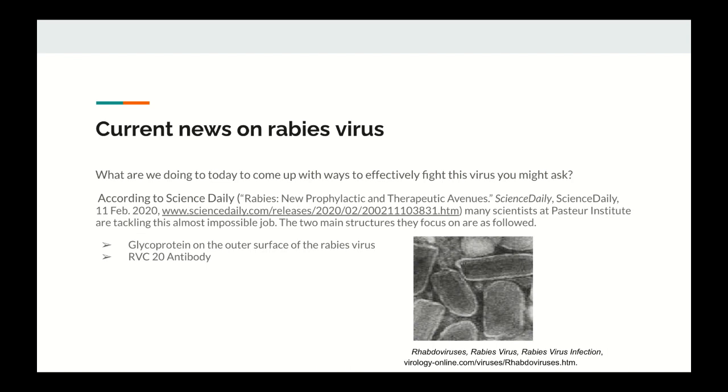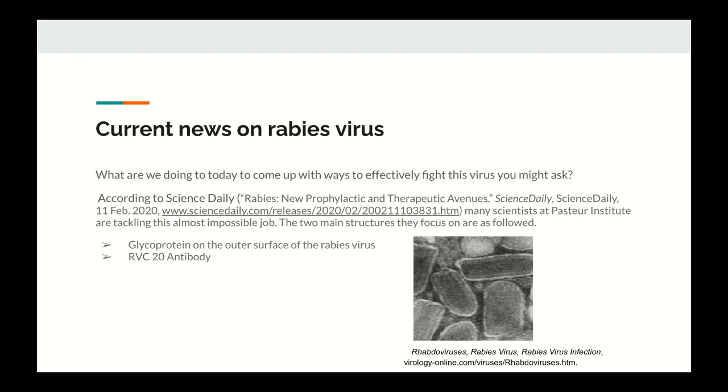So, some current news on the rabies virus, according to Science Daily. You guys may be asking, what are we doing today to come up with ways to effectively fight this virus? Scientists at the Pasteur Institute are tackling this almost impossible job. These are the 2 main structures that they're focusing on in their studies: the glycoprotein on the outer surface of the rabies virus and the RVC20 antibody.